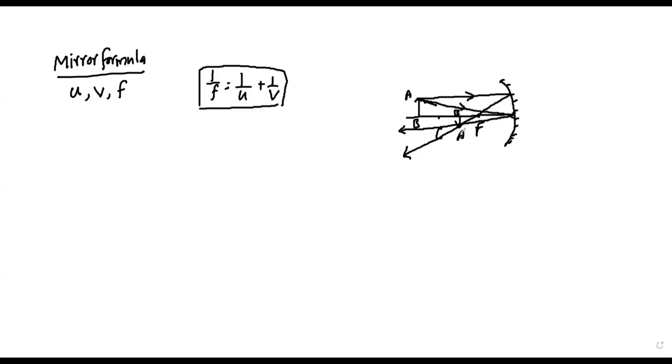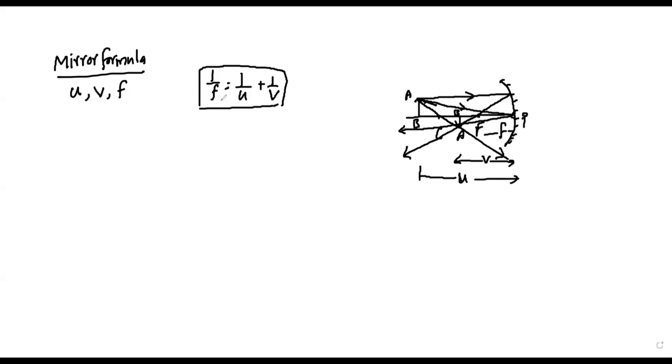Now, from the object, a line goes through the center of curvature, meeting at the same point. As you know, if a light ray passes through the center of curvature, it retraces the same path. It won't deviate. Now, from the focus point to the pole, let's say P, this distance is the focal length. The distance from the image to the pole is the image distance V, and from the object to the pole is the object distance U. So now we need to derive it.